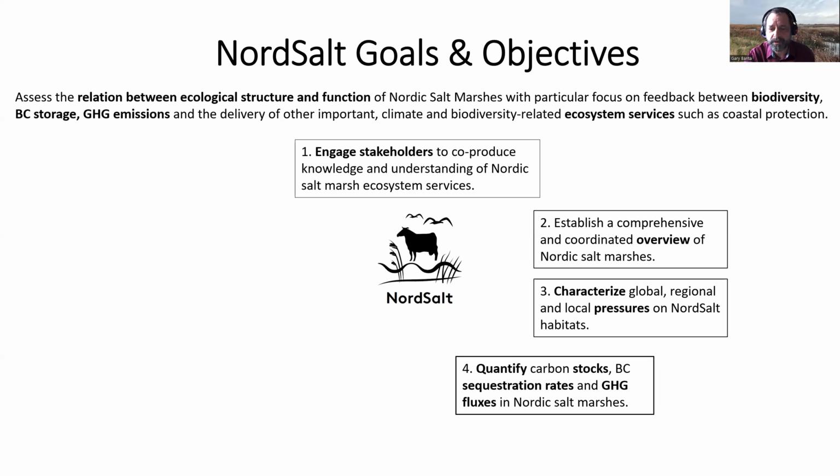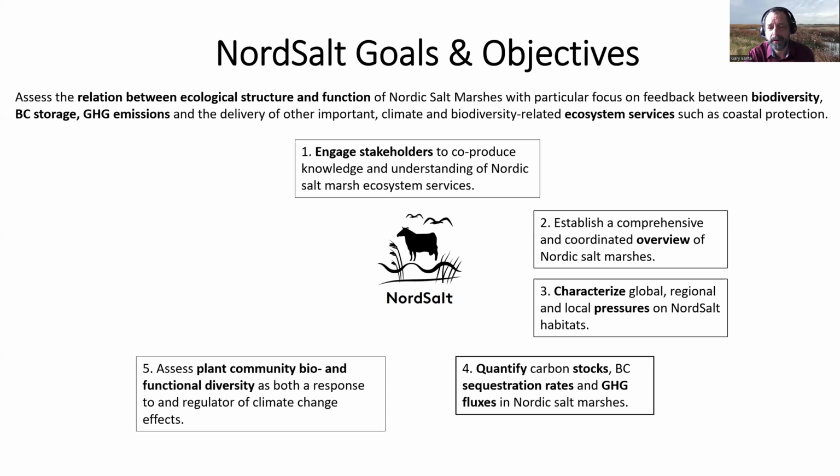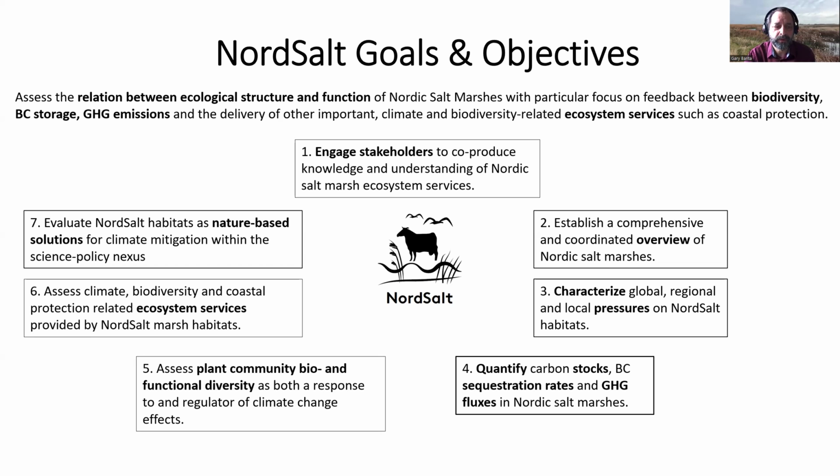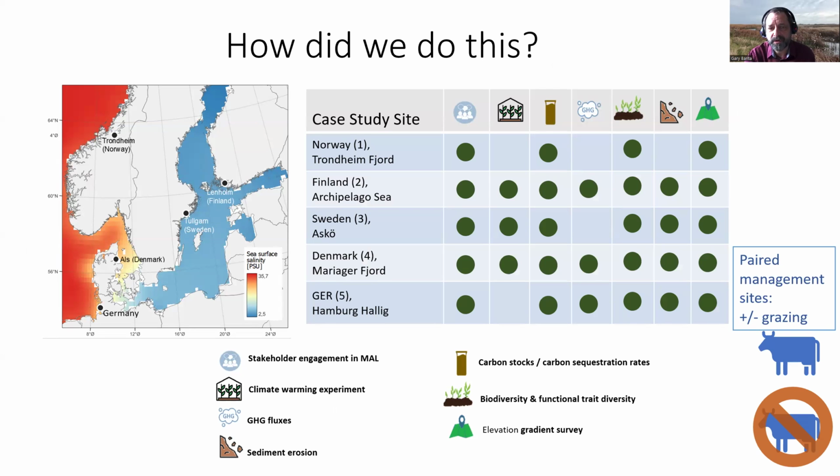A big part of the project was looking at carbon cycling processes that are related to climate interactions, like carbon storage and greenhouse gases, and relate this to how the plant communities are structured. And finally, what ecosystem services, climate and otherwise, are being provided by these, and to come up with recommendations to what extent these could be used as nature-based solutions.